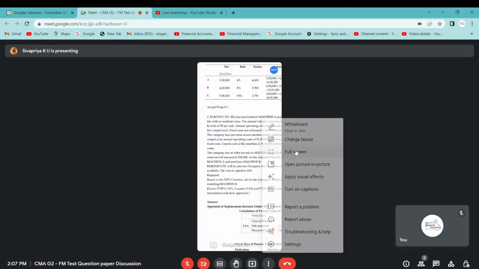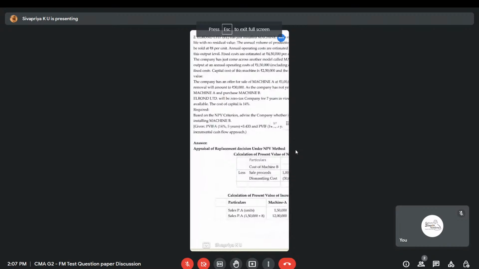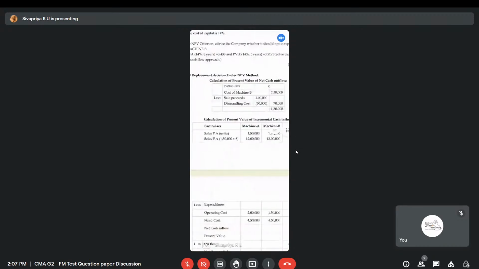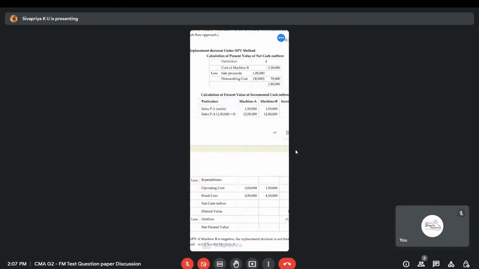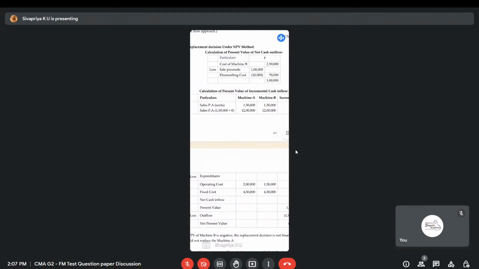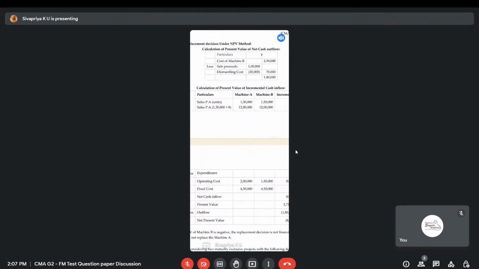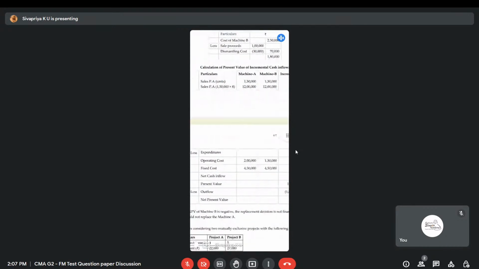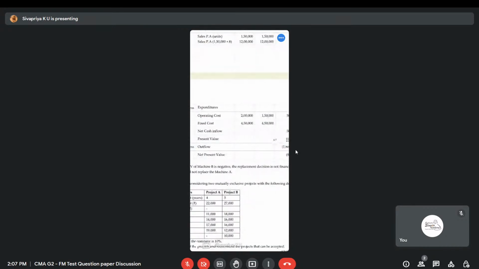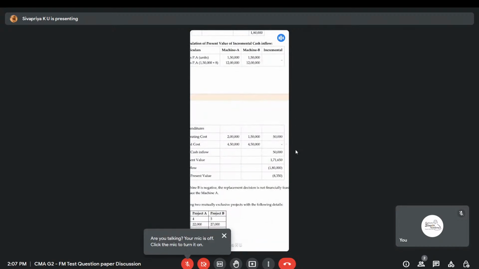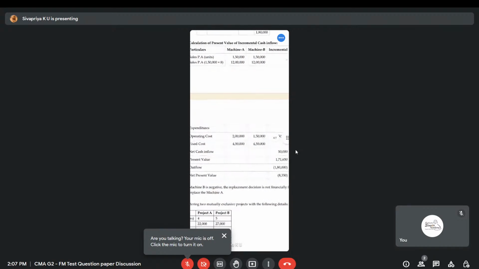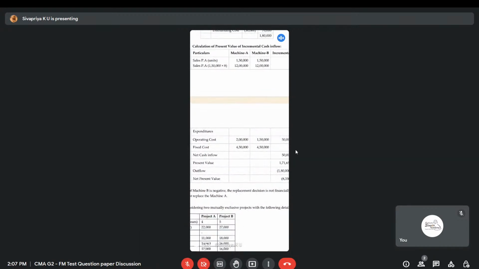Question number 2. Appraisal of replacement decision under net present value method. So calculation of present value, it is 1,80,000. Calculation of present value of incremental cash flows, machine A and machine B, and the increment. Sales minus expenditures. So in sales there are no changes, there is no increment. Sales in units 1,50,000 for both. Similarly in sales in rupees there is no difference.